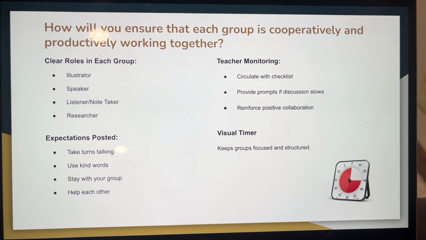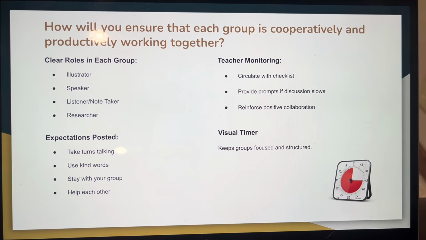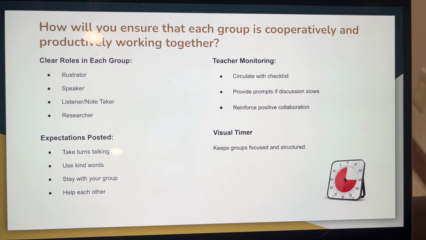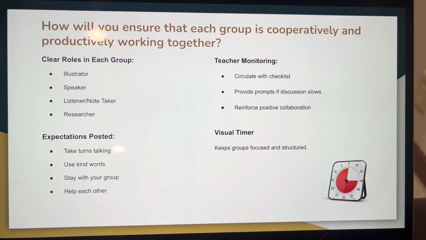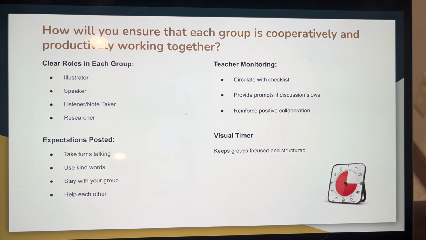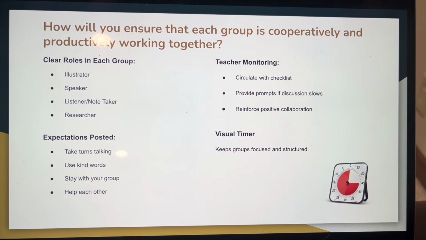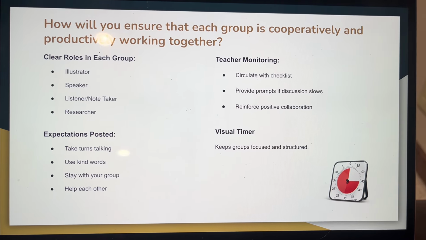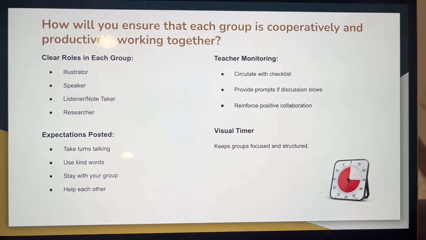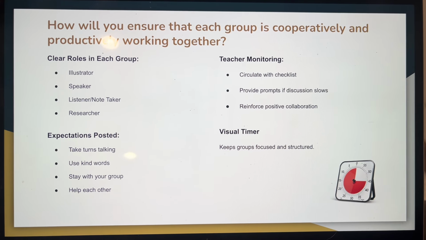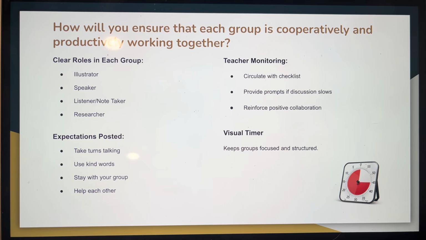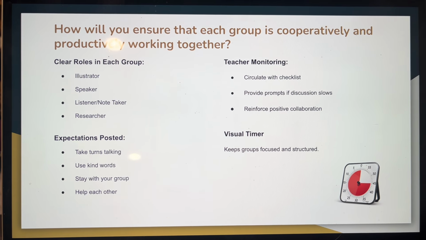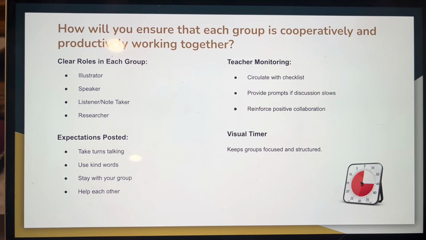How will you ensure that each group is cooperatively and productively working together? Clear roles in each group. There will be an illustrator, a speaker, a listener and note taker, and a researcher. Expectations posted. I'll have these expectations posted at the front of the room. They will be taking turns, using kind words, staying with their group, and helping each other. As the teacher, I'll monitor, circulate with a checklist, provide prompts if discussion is slow, and reinforce positive collaboration. There will also be a visual timer to keep students focused and structured.